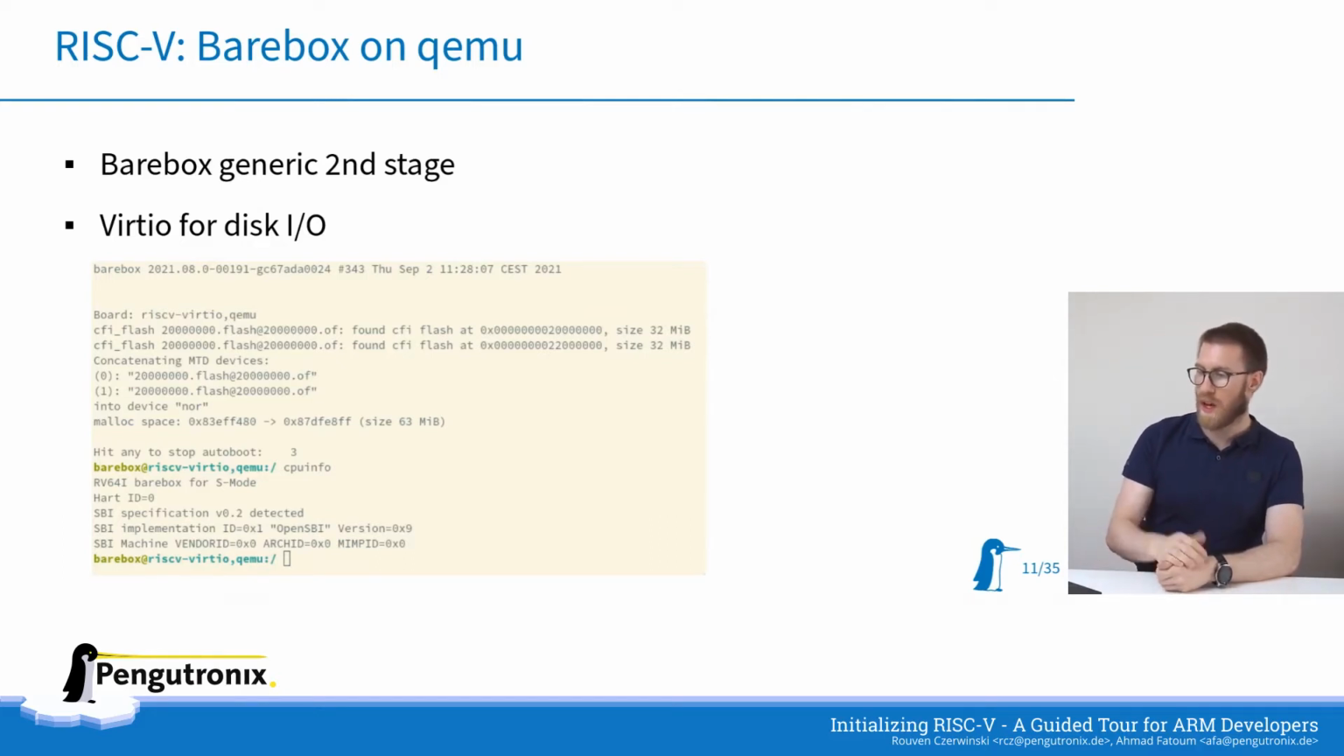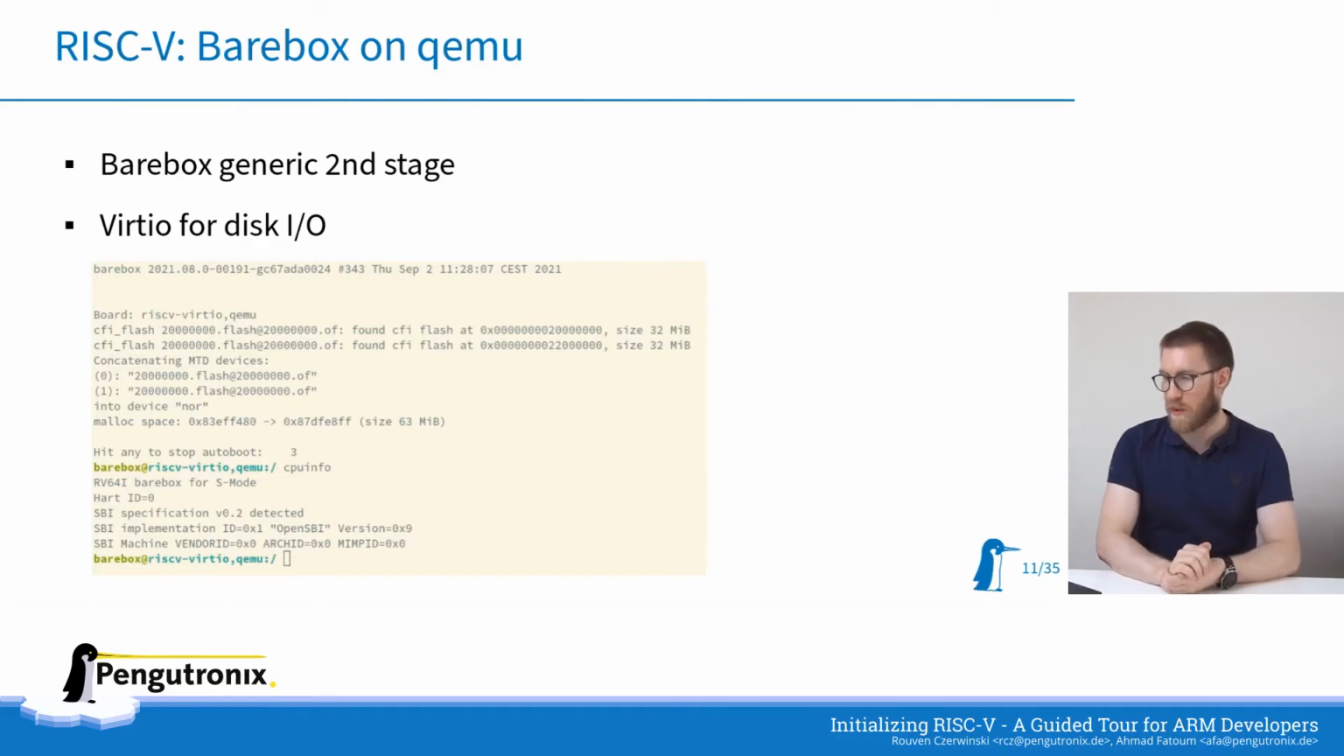So you can see on the right side we have a current Barebox from the master branch. The board is a RISC-V virtio QEMU platform. It has some flash, which is always present in the virt platforms of QEMU. And then we can see that we are running in S mode because QEMU also provides a supervisor binary interface implementation. And yes, it pretty much works out of the box and can be used to boot a Linux kernel.